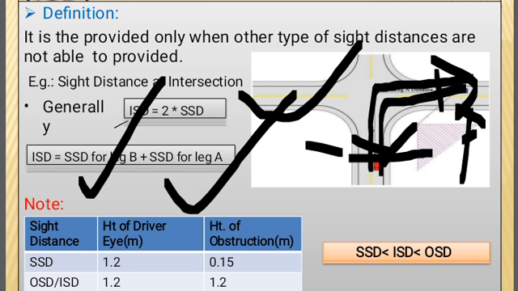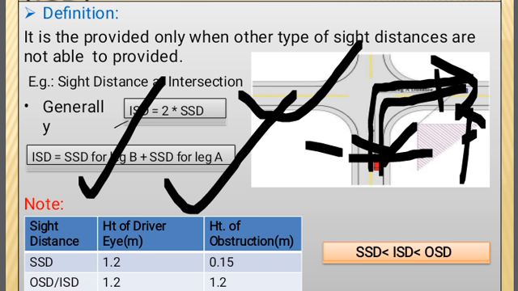One more definition of intermediate sight distance is that the distance which affords a reasonable opportunity to a driver to overtake the vehicle ahead with caution is called intermediate sight distance, and intermediate sight distance is taken as twice the stopping sight distance.